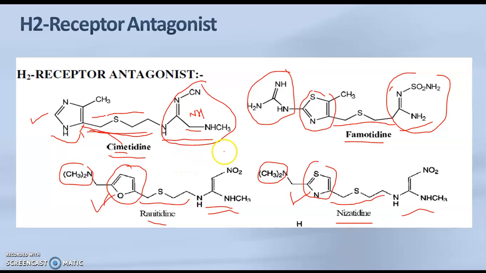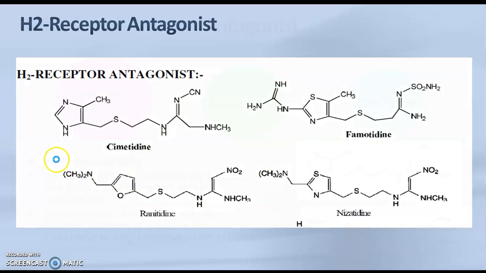So in this way you can remember the structure. Cimetidine gives the idea of imidazole. Except for cimetidine, all these three structures contain a basic side chain. This is a basic side chain, dimethylamino, on the heterocyclic ring. So this way you have to remember the structure.